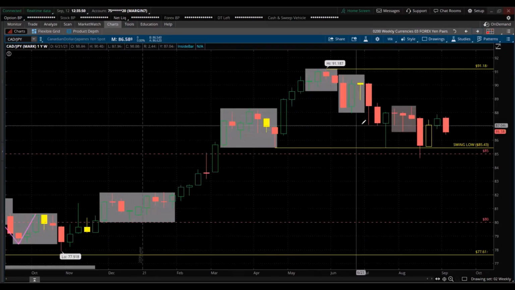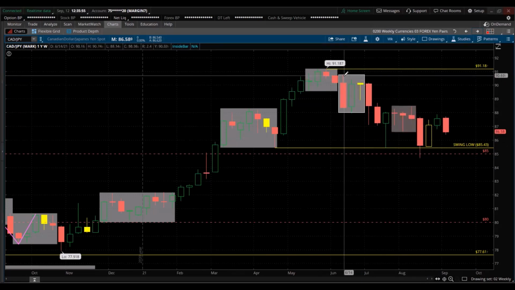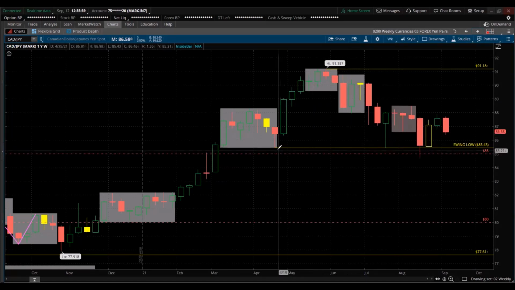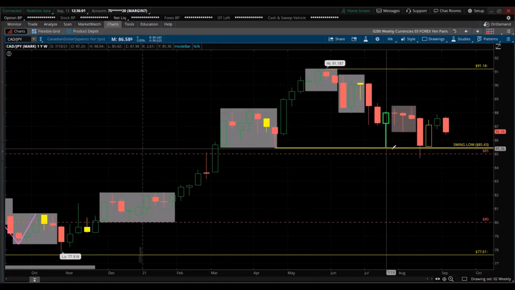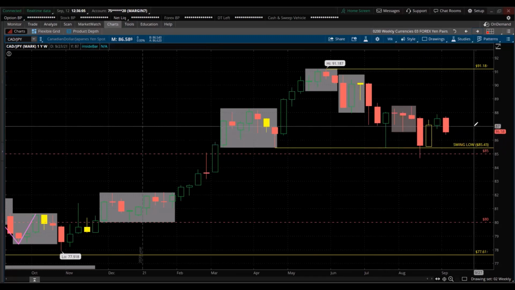Canadian dollar, Japanese yen. Huge consolidation here, coming off those highs, weakening the Canadian dollar in favor of the Japanese yen. And look at that, that swing low, rejected it here and closed above it. Maybe we'll have a longer consolidation play out here.